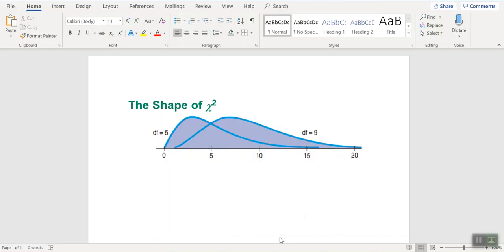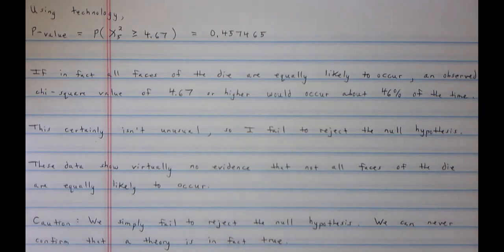We can see some of these characteristics I was talking about if we look at a couple of chi-square curves. One has 5 degrees of freedom, the other one shown here has 9 degrees of freedom. You can see that they're skewed to the right, and notice both the shape and center change as the degrees of freedom increases. Once we have our chi-square test statistic, we can use technology or a table to compute a p-value. So I'll illustrate both here.